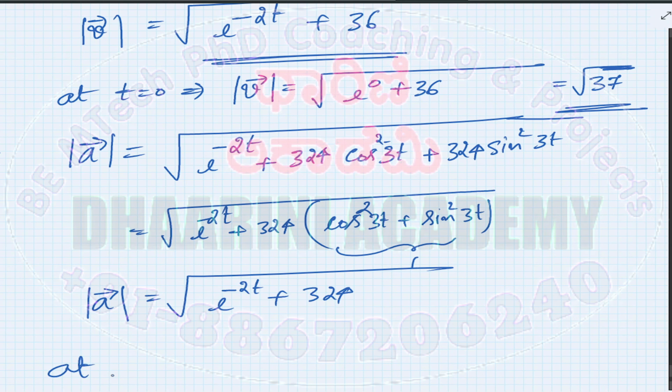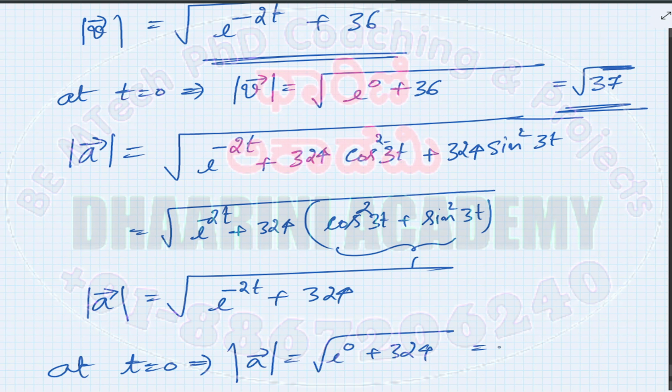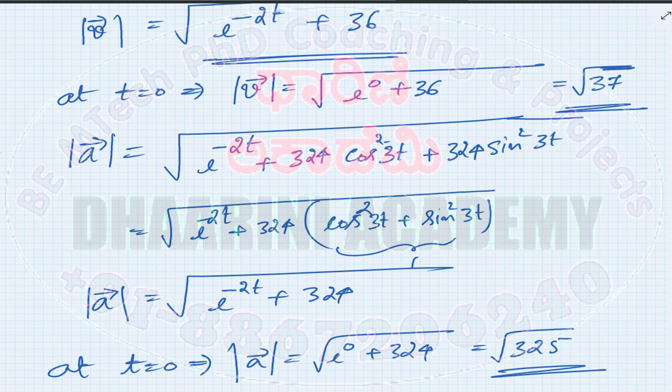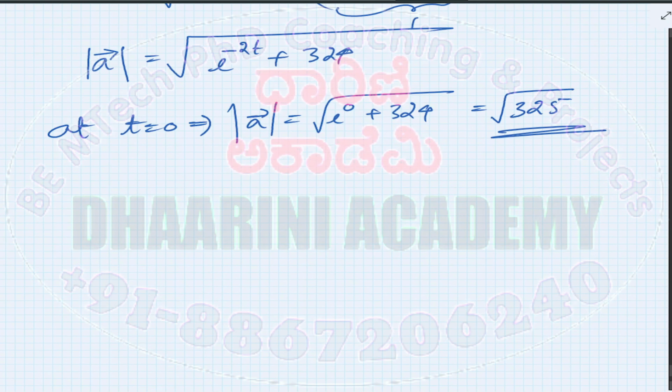So next part, at t equal to 0 calculate what is the magnitude of a, that is root of e to the power 0 plus 324. E to the 0 is 1, so 324 plus 1 is 325 under square root. Okay, so this is the final answer. Let's go to another question now.